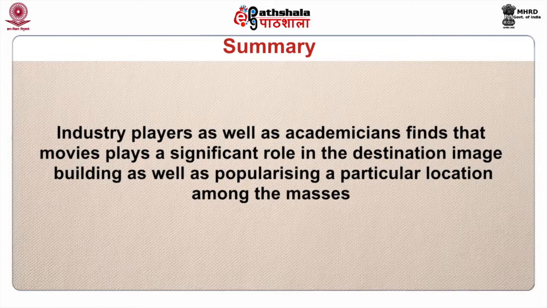Industry players as well as academicians find that movies play a significant role in destination image building as well as popularizing a particular location among the masses. The tourism impacts created by films, advertisements, serials are economic windfalls, overcrowding, and in some cases safety issues.